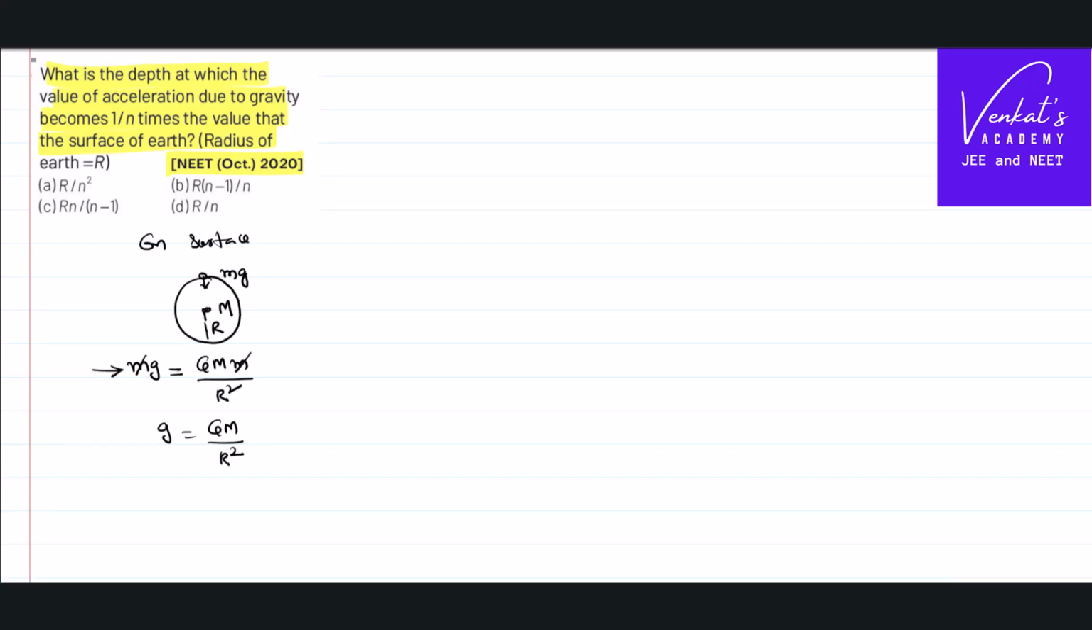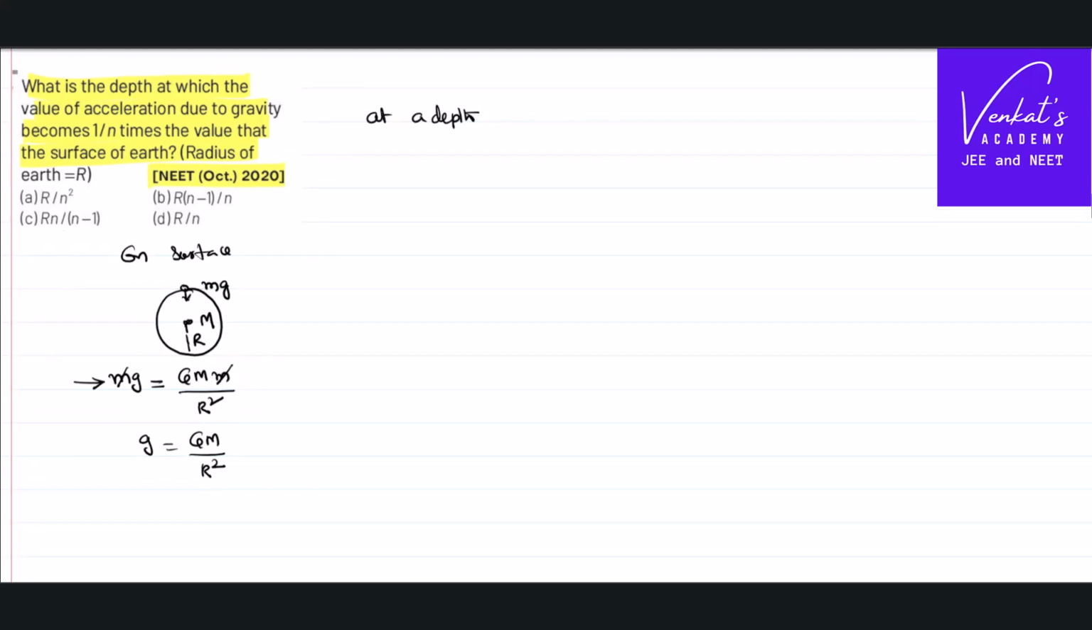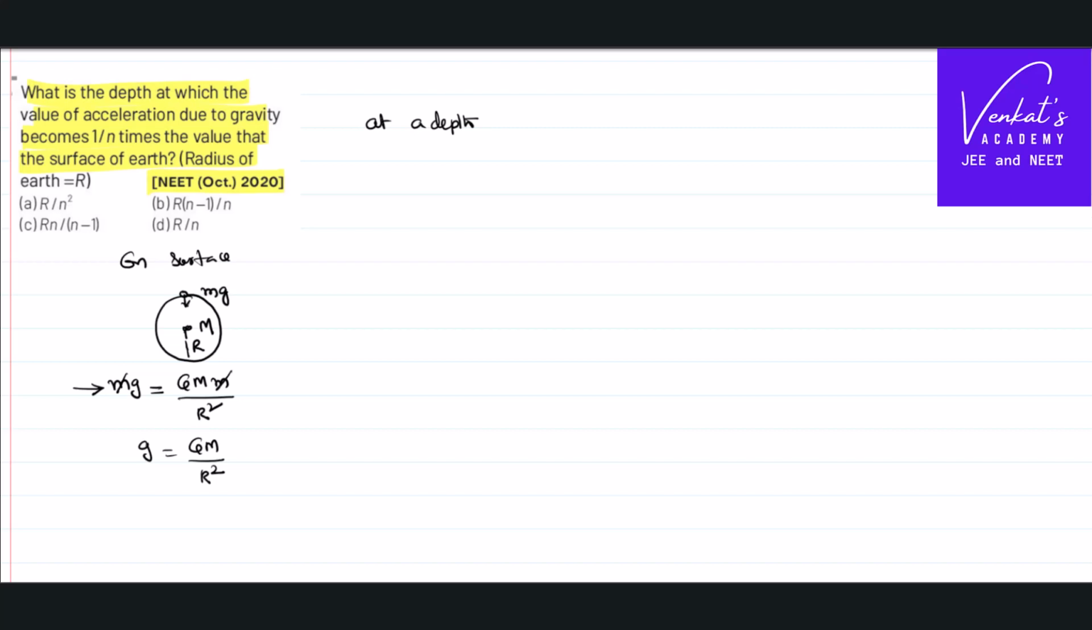When you go into the earth to a depth d from the surface, we want the acceleration at a depth d from the top, where the radius of the earth is R itself and mass is M. At this depth, the entire mass of the earth is not acting on the small particle. So g equal to GM by R square is not a valid equation here.